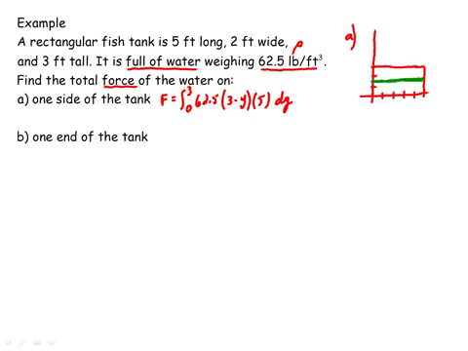Can you tell me what I can bring out front? 62.5 and something else. Multiply them together and what do you get? 312.5, integrated from 0 to 3. And we are going to actually integrate the 3 minus y dy. Tell me whether or not that makes sense. Does it make sense that we're only going to integrate the depth of the sample at any time going all the way up?